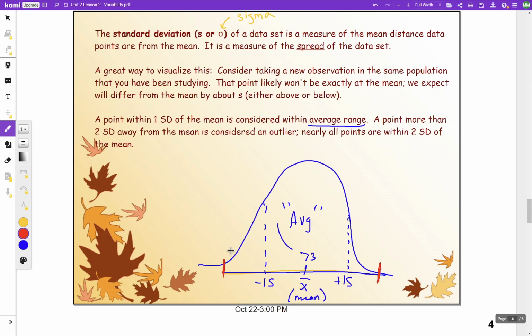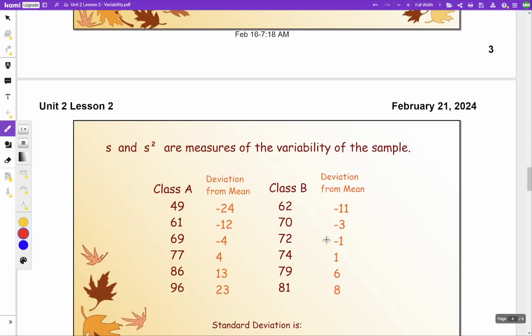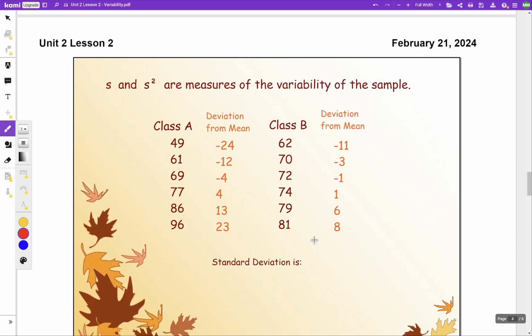So any points that are far away, you can quantify that, say that they are pretty uncommon out there. Okay, so that's kind of the definition visually of what standard deviation references. So let's see how that applies to the data that we collected, okay? So let's look at these numbers, right? So let's start with class A.